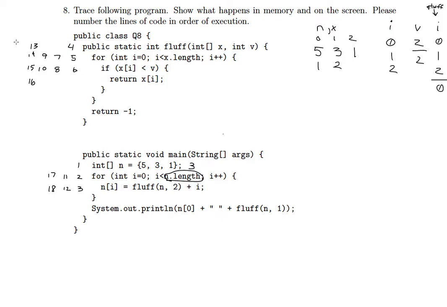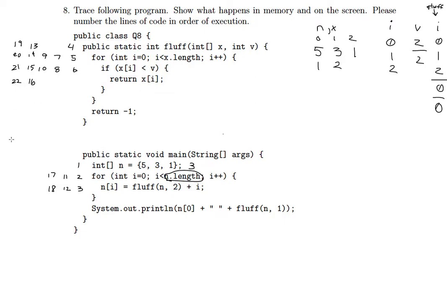Here I am up in fluff at step 19. Still same x. v is still equal to 2 again, so that's the same as before. I'll just leave it. Step 20, i gets reinitialized to 0. It's a fresh copy of i. Step 21, test x sub 0. It is less than 2, so I return immediately at step 22.